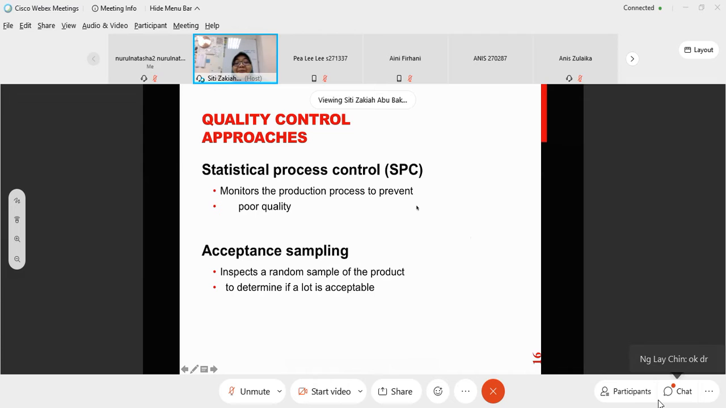Right. Okay. At least in quality management, after you finish this quality class, at least you know what SPC is. SPC, Statistical Process Control. This is used to check the quality of a product or service. It monitors the production process to prevent poor quality.